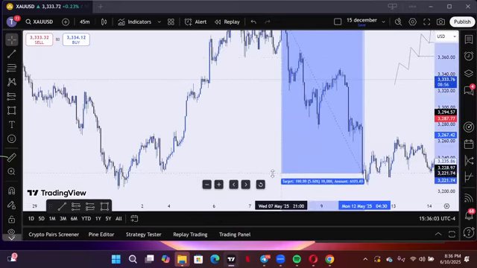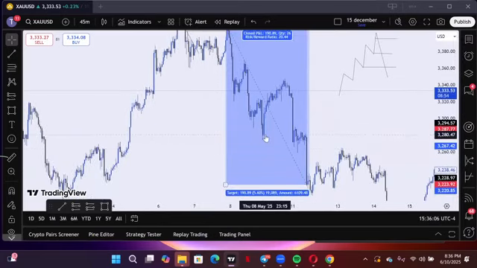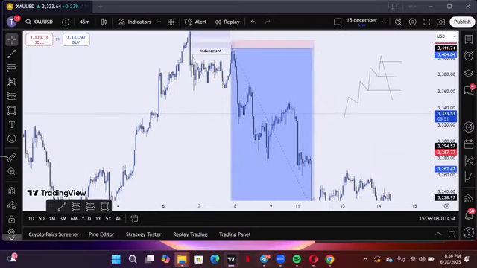So it means that if you risked $100 on this trade, you would have made $2,000. If you risked $1,000, you would have made $20,000.